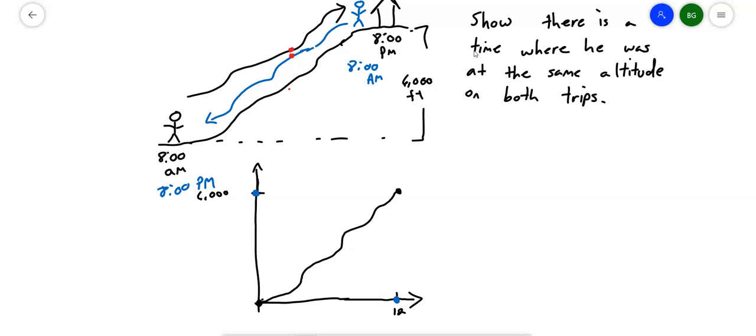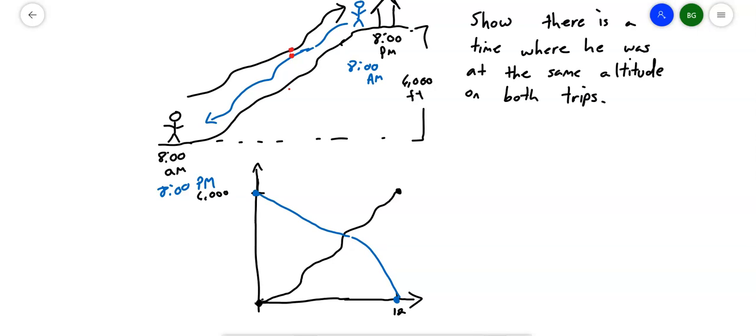And in order for this to be true, let's actually talk about how this could not be true. In order for this not to be true, these two lines could never intersect, right? Because if I draw these lines intersecting, then we found a point in time where he's at the same altitude on both trips.